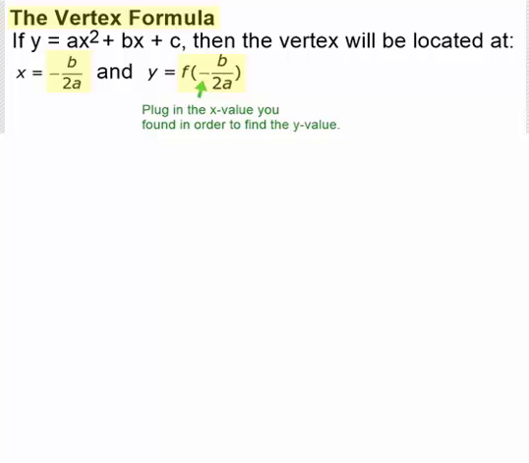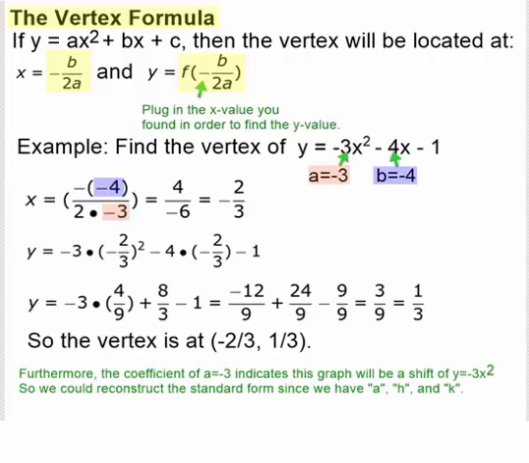Let's try this on the previous problem. We're going to find the vertex of y equals negative 3x squared minus 4x minus 1. Well, since this function is in the form we need here, we take the values of a and b and plug them in. A is negative 3, b is negative 4. So x is negative b over 2a, which is negative of negative 4 over 2 times negative 3, and this simplifies to negative 2/3.